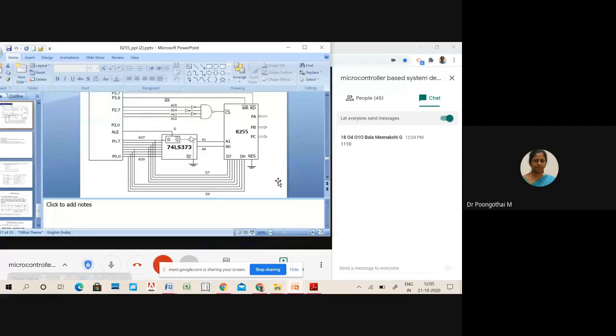Students, can you understand my question? So this is a decoding circuit, okay? This decoding circuit is going to generate one signal, that is a low level signal, to select this 8255. For that we are using 4 address lines: A15, A14, A13 and A12. Here A15 is inverted, A14 is inverted, A13 is inverted, and A12 is directly connected to the decoding circuit.